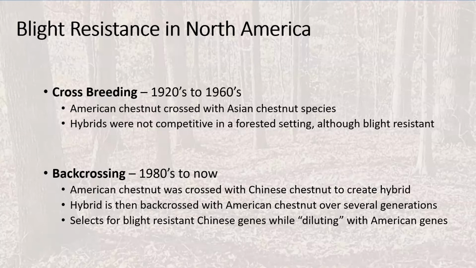In the 80s, we started to look at what's called back crossing, where we created some of these hybrids and back crossed them again with American chestnut, with the idea that we're saving some of those Chinese genes for resistance, but diluting them with a lot more American genes as we back cross those plants. And the idea is just that we could create something that functioned in nature here.